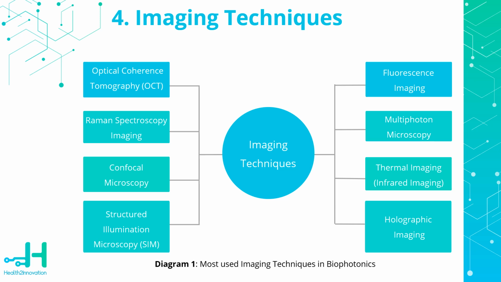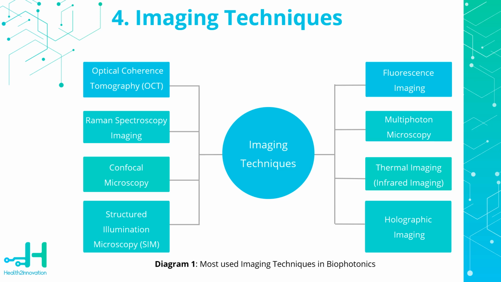Raman spectroscopy imaging, another critical method, enables chemical mapping at the molecular level with applications in cancer detection and drug analysis. Confocal microscopy provides high-resolution imaging by focusing on a single plane within a sample, proving especially useful in cellular and molecular biology. Structured illumination microscopy, SIM, enhances spatial resolution beyond the diffraction limit, making it ideal for detailed cellular studies.